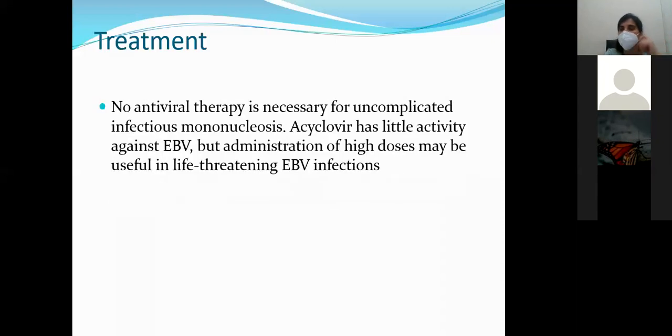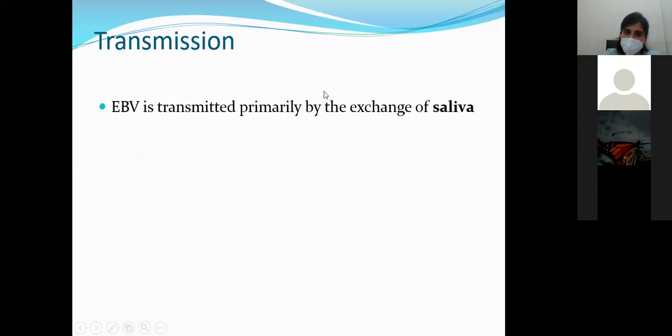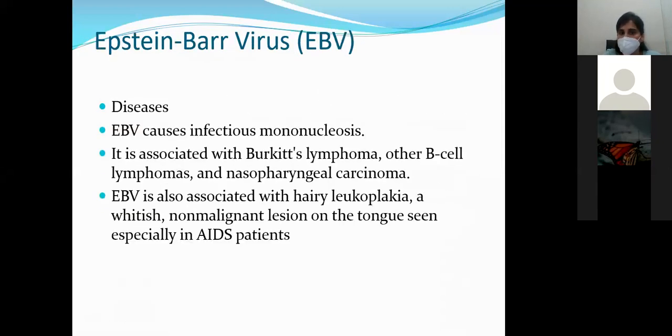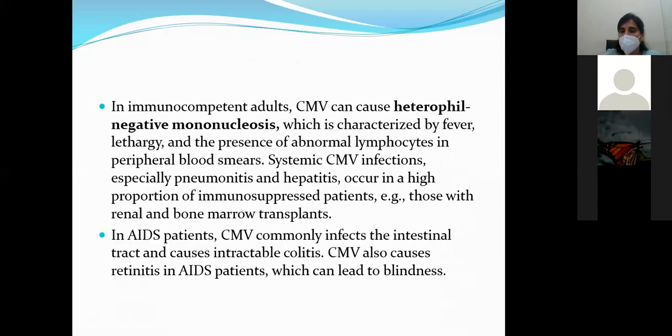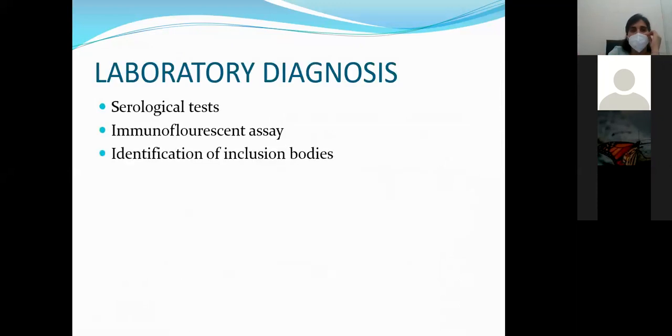So we finished the herpes viruses. One thing I need to tell you is that in cytomegalovirus, not in Epstein-Barr virus, when we diagnose cytomegalovirus, we will find intranuclear inclusions. We have studied this, right, the identification of inclusion bodies. How are inclusion bodies identified actually? You will find the owl's eye appearance.